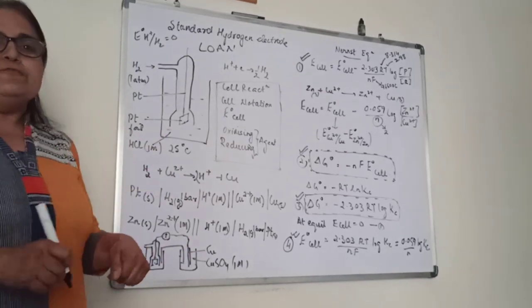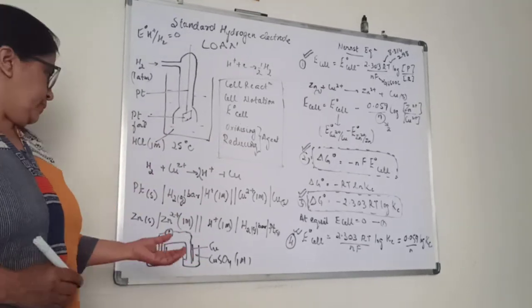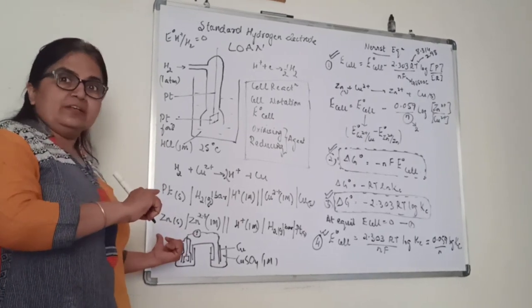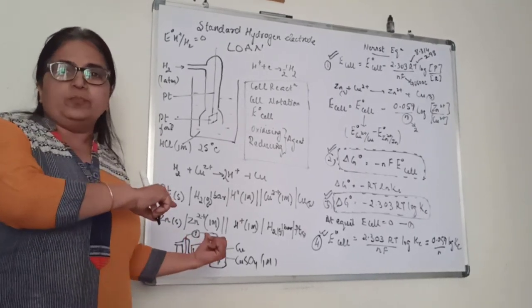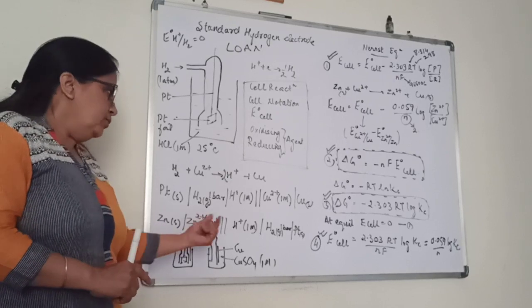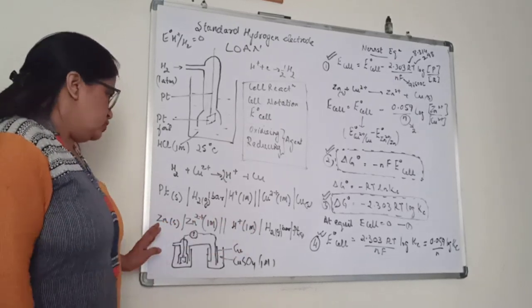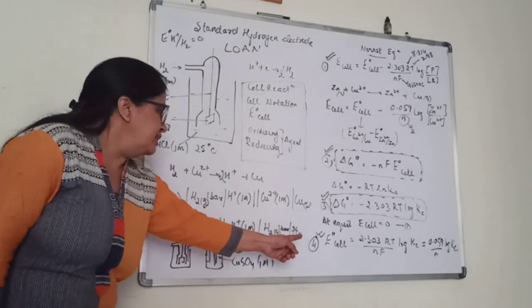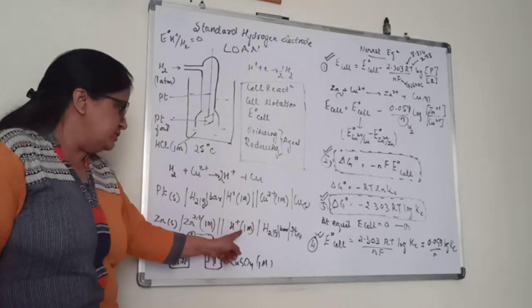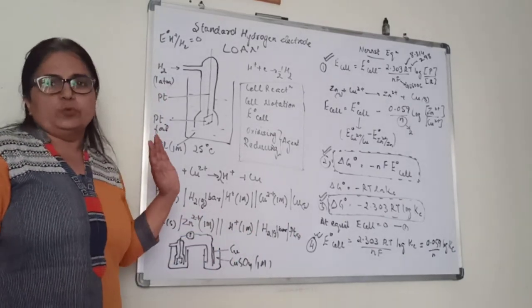Now the same if I have to write for zinc. Zinc will act as the anode in that case because zinc has a more negative electrode potential value. This will be the anode, hydrogen will be the cathode. So the same thing I have written here. Electrodes at the extreme ends, ions in the center, double slash for the salt bridge.